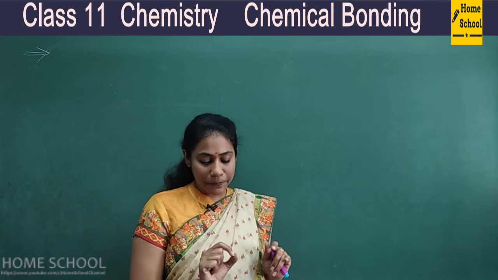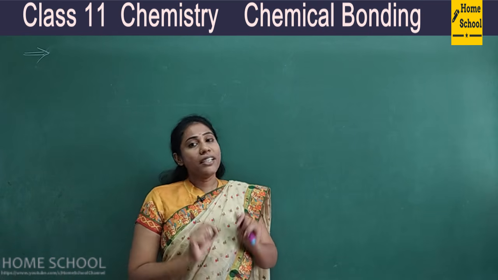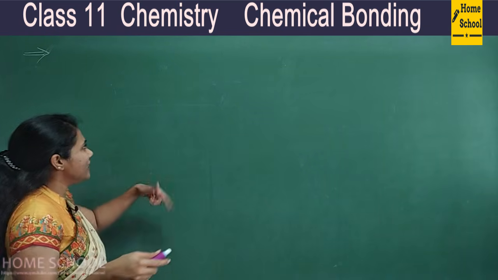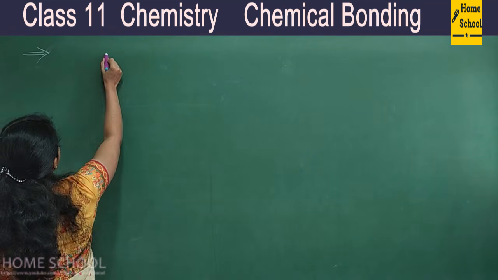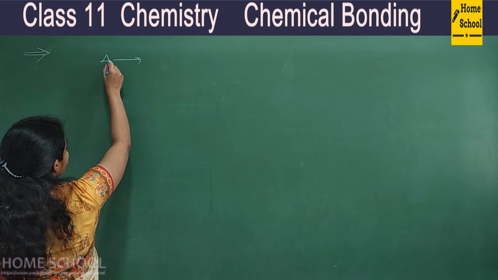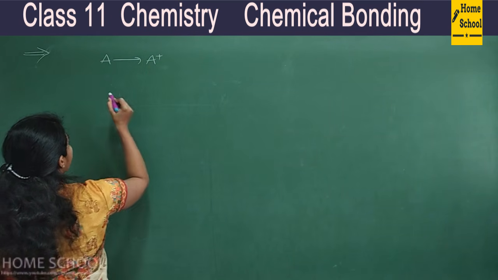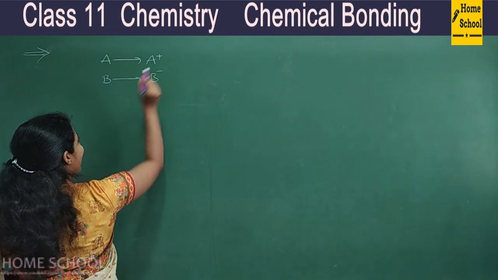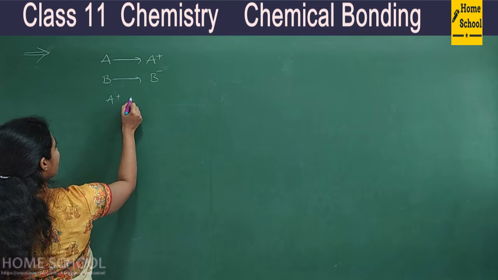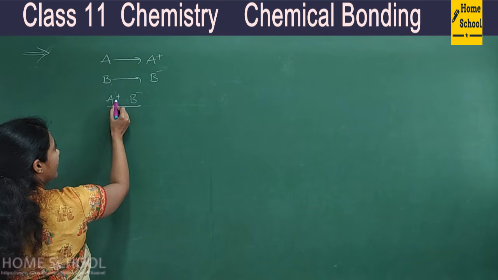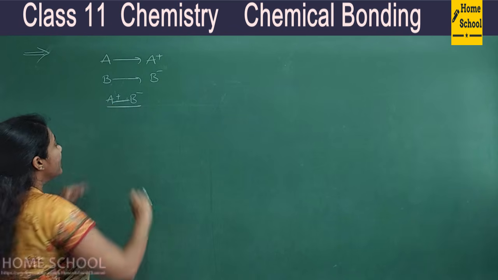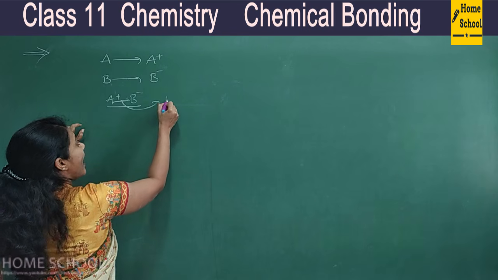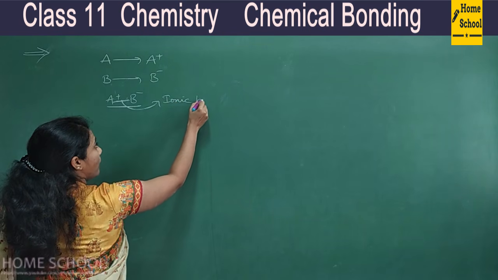So coming to a topic, in our previous videos, we have discussed how ionic bonds can be formed, right? Just a small recap here. If you have an atom A, if it loses an electron, it becomes a cation. And the atom B, on gaining electrons, becomes an anion. So A plus and B minus come near, they stay together and an attraction gets created between the A plus ion and the B minus ion, and we call that bond an ionic bond.